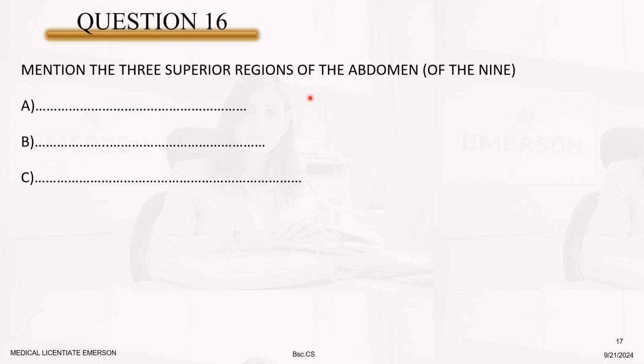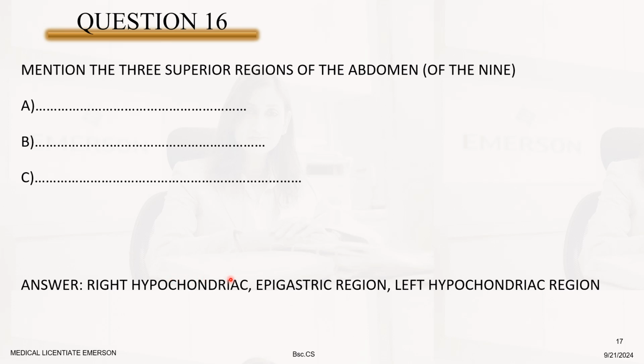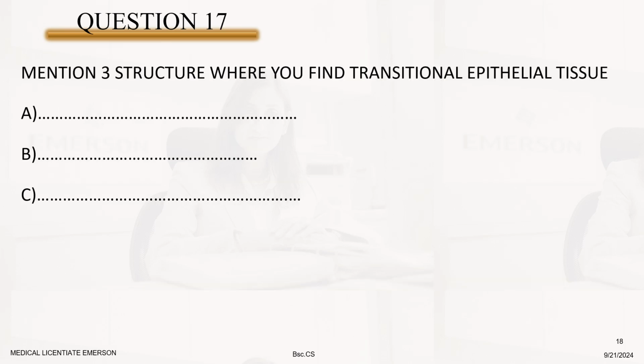Then mention the 3 superior regions of the abdomen. Of the 9 abdominal regions, just mention the 3 superior regions. There are 9 demarcations or regions of the abdomen, and 3 of them are superior, which are the right hypochondriac, the epigastric, and the left hypochondriac region. Then mention 3 structures where you find transitional epithelial tissue.